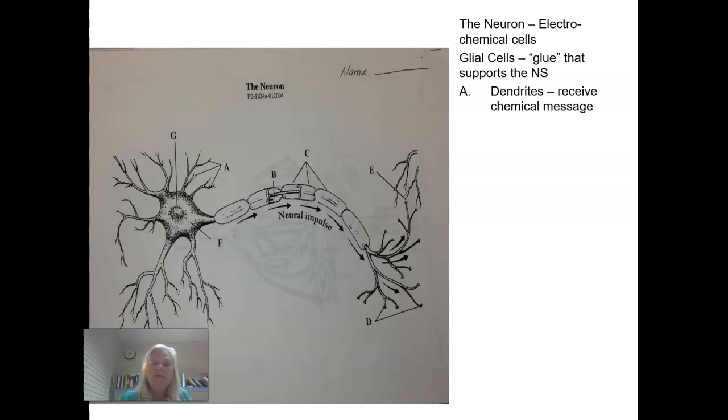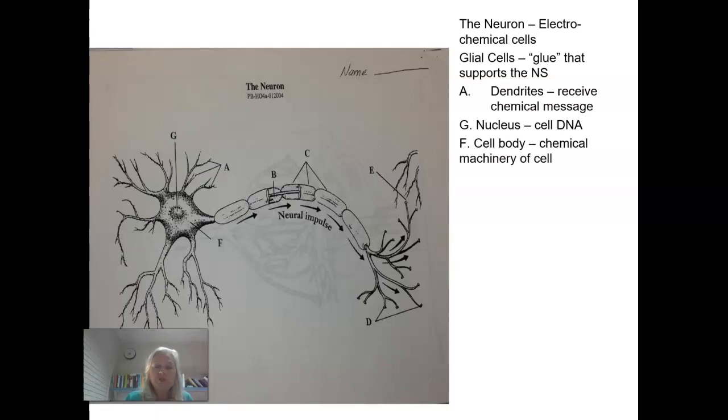First of all, these are the dendrites. These are the branch-like fibers that come out from the cell body, and they receive chemical messages from the neighboring cell. The nucleus, letter G on your diagram, contains the cell DNA, so it instructs the cell on what it should do. Letter F is the cell body.